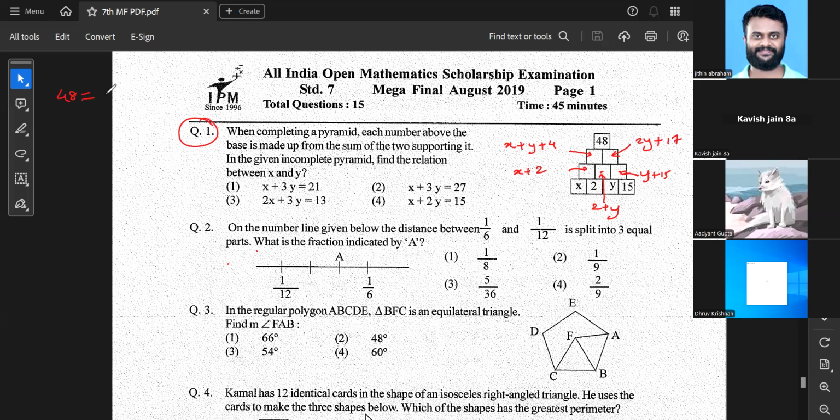So x plus y plus 2y gives you x plus 3y, and 4 plus 17 gives you 21. I take 21 to the other side, and 48 minus 21 is 27. So 27 is equal to x plus 3y. Option 2 is your correct answer.